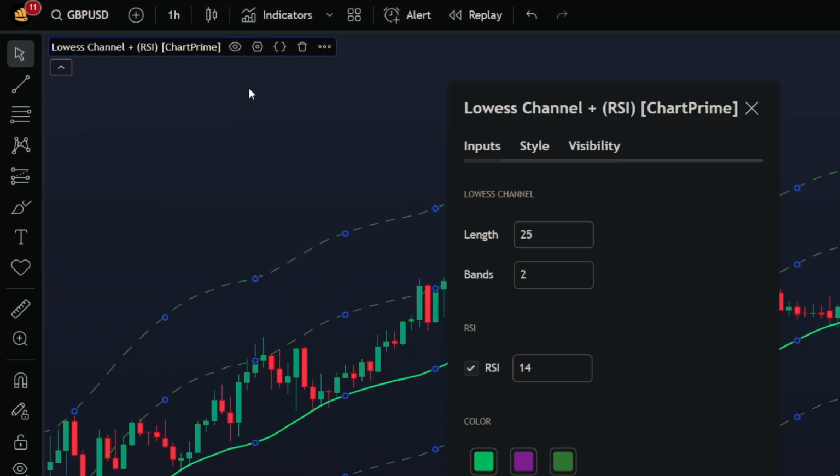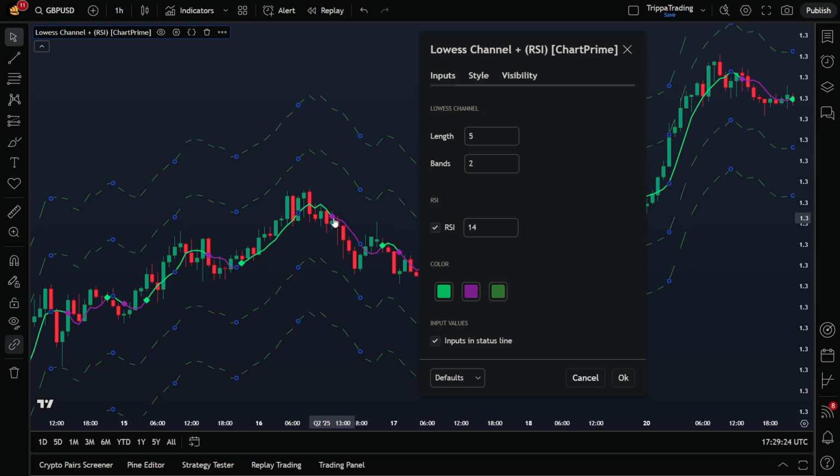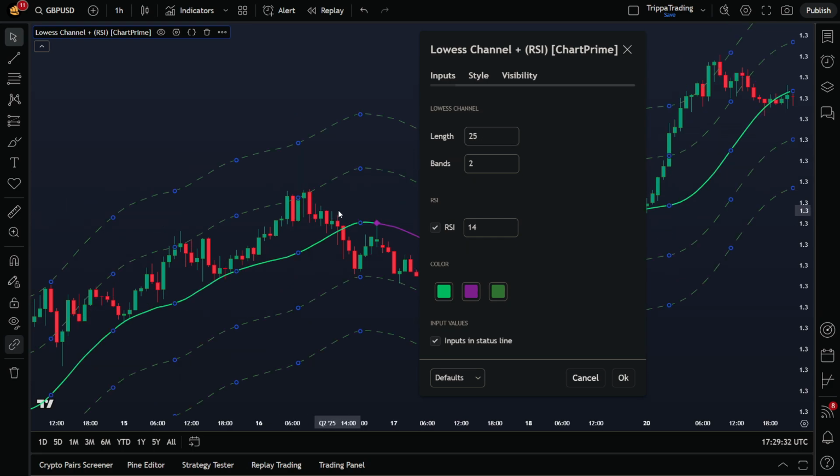Like most indicators, you can tweak this one quite a bit. You can adjust the length input for the lowest calculation. Making this number smaller will make the center line and the bands react faster to price changes, which might suit scalpers or short-term traders. If you increase the length, things will get smoother, filtering out more noise and focusing on longer-term trends. You can also change the width of the bands, how far they are from the center line, customize all the colors, and even turn the RSI gauge on or off, or adjust its calculation length if you want.